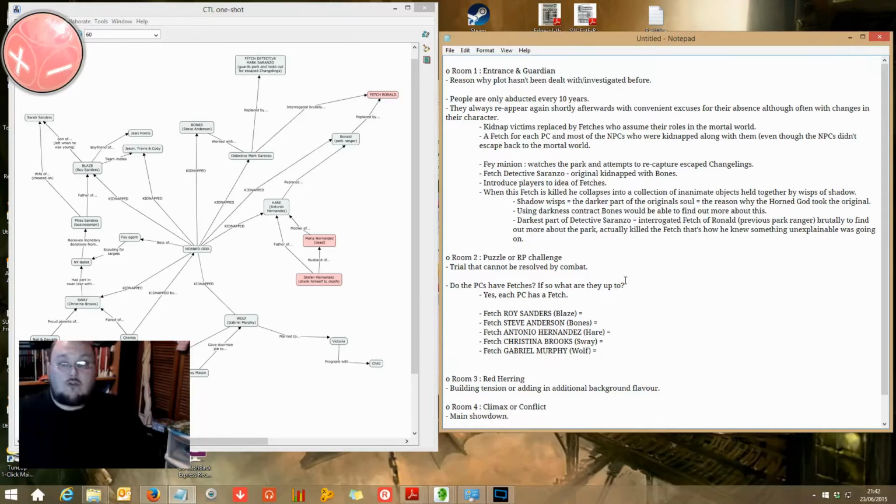And here I'm just going to note down roughly what they've been up to and what their present state is. Now, since we've decided that fetches are made of the darker parts of the originals, if you will, and remember, these are things that the originals may not even remember. After all, if they're the darkest parts of their souls, excised or snipped away in order to make these fetches, then they may no longer actually be attached to the original.